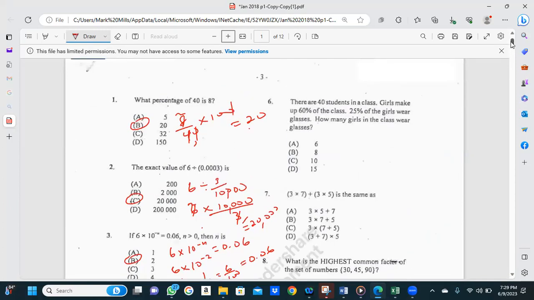Number 6. There are 40 students in a class. Girls are made up of 60%, and 25% don't wear glasses. How many girls wear glasses? What will I do? What do I do here?